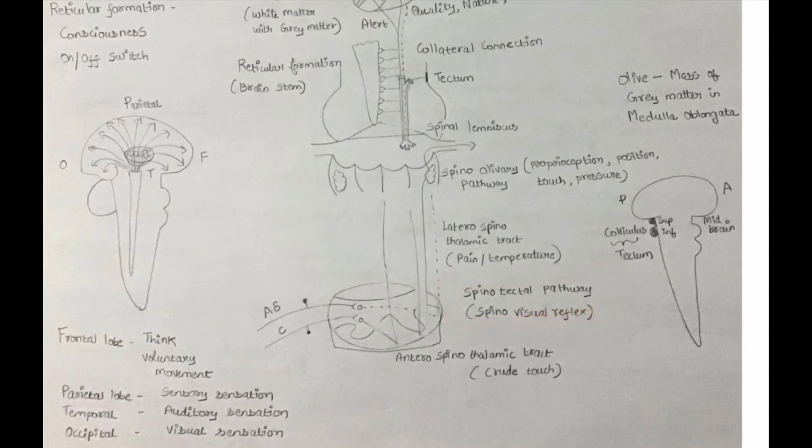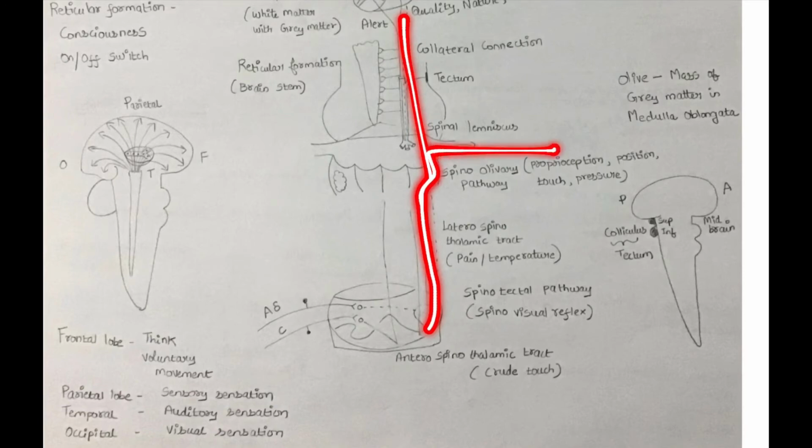And what is the function of the spino-olivary pathway? It is the passage of proprioception, sense of position, sense of touch and pressure nerve fibers. You see here, these sensory nerve fibers from the anterolateral system go to the olivary nucleus, and they will not go upward, they will go to the cerebellum.